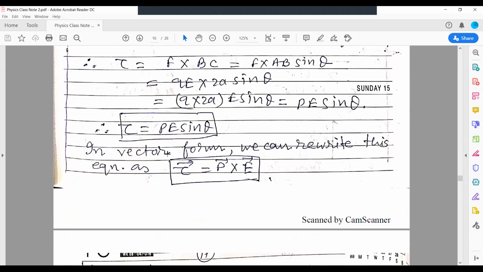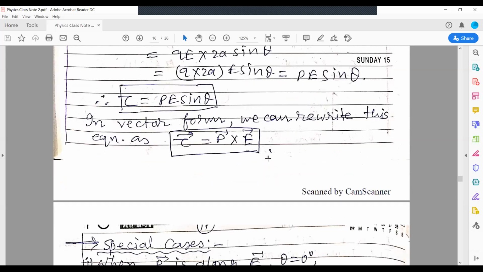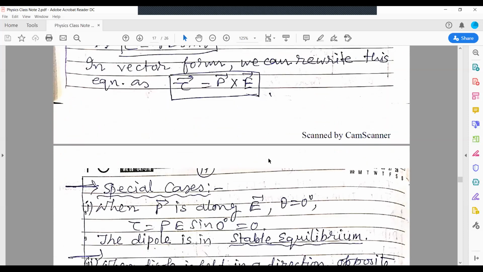In vector form, we have to write tau vector. We generally denote torque by tau. It is a Greek letter. Tau vector equal to P cross E. You remember it. You have to always write P first and then E. P cross E, never E cross P. And it is observed experimentally that if we write P cross E, then we get the result according to our observations.